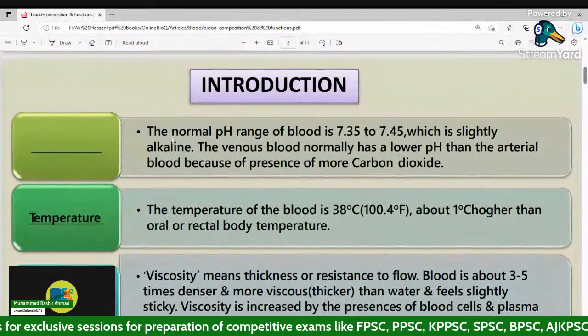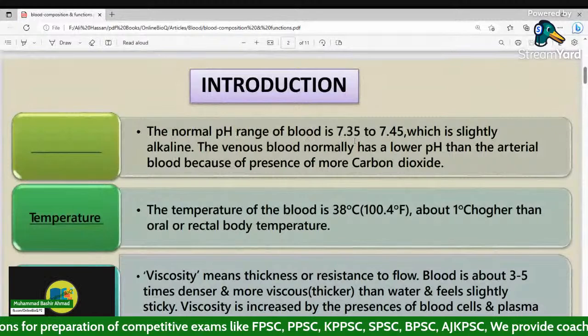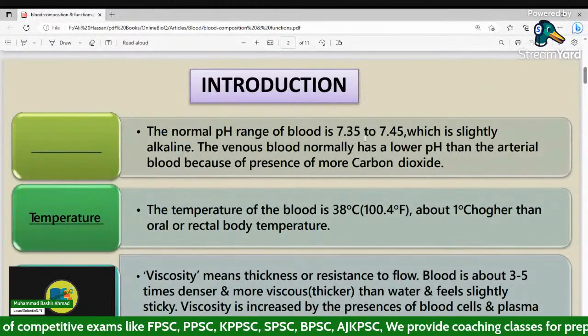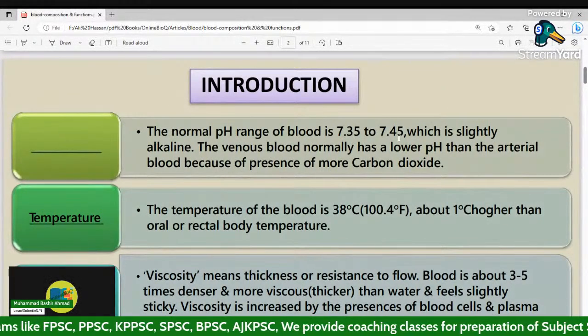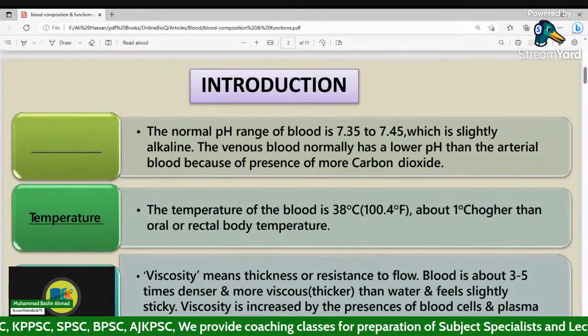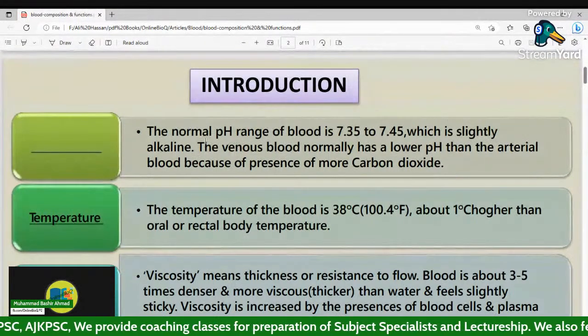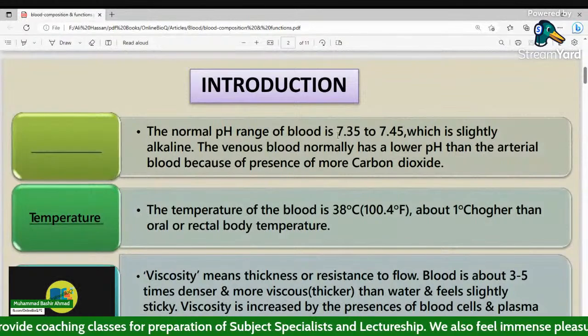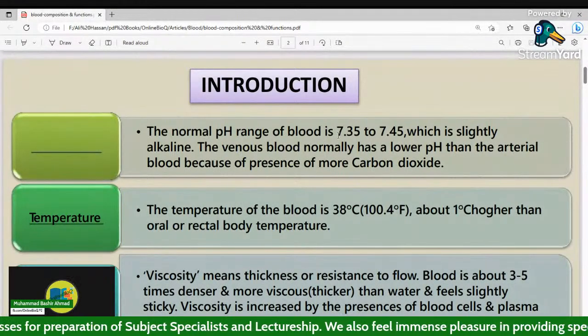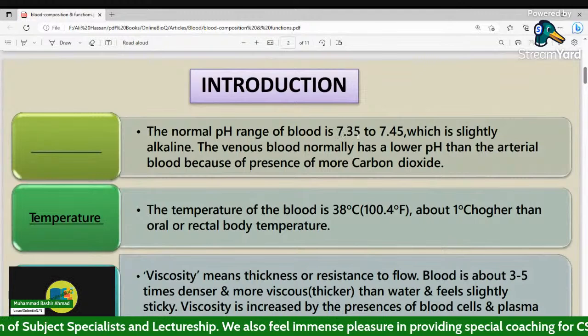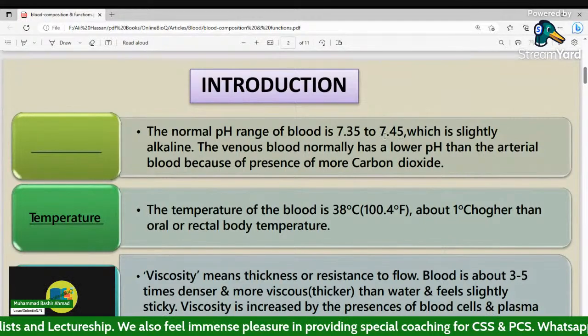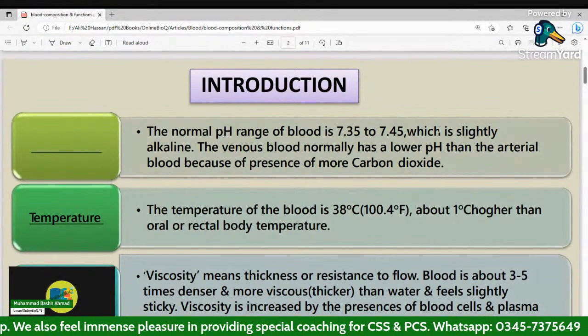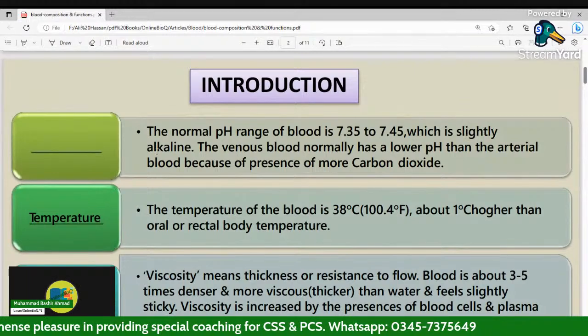For example, the normal pH range of blood is 7.35 to 7.45, which is slightly alkaline. So the normal pH range of blood is in a range of 7.35 to 7.45, and this value shows that this is slightly alkaline.